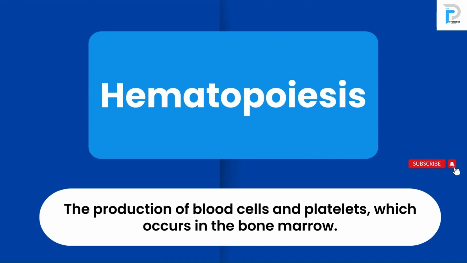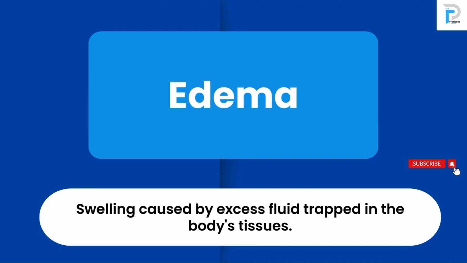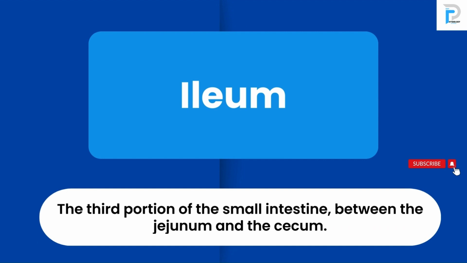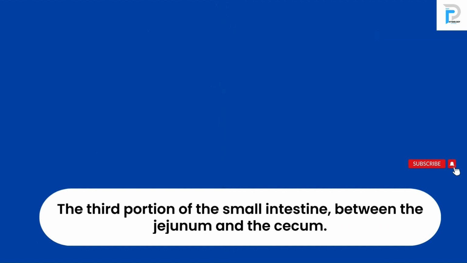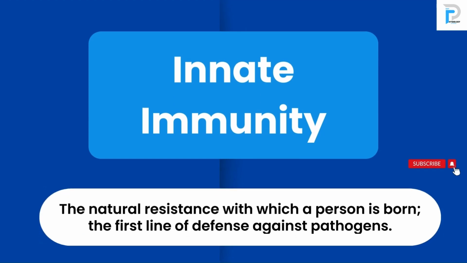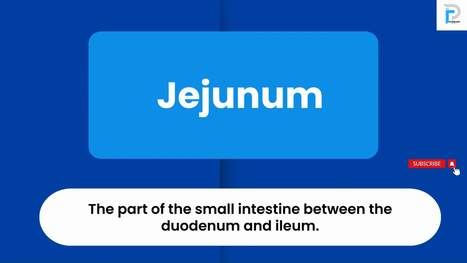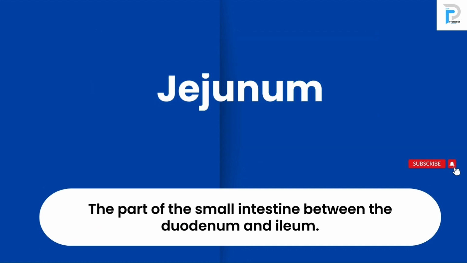Hematopoiesis: the production of blood cells and platelets, which occurs in the bone marrow. Edema: swelling caused by excess fluid trapped in the body's tissues. Ileum: the third portion of the small intestine, between the jejunum and the cecum. Innate immunity: the natural resistance with which a person is born, the first line of defense against pathogens. Jejunum: the part of the small intestine between the duodenum and ileum.